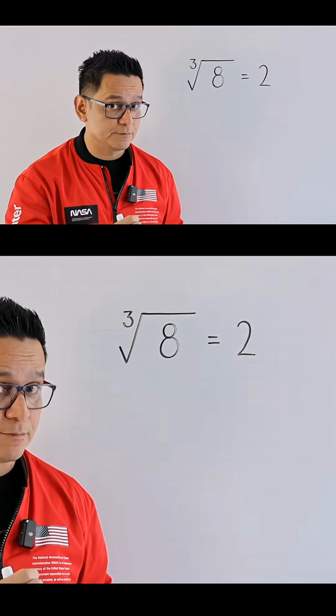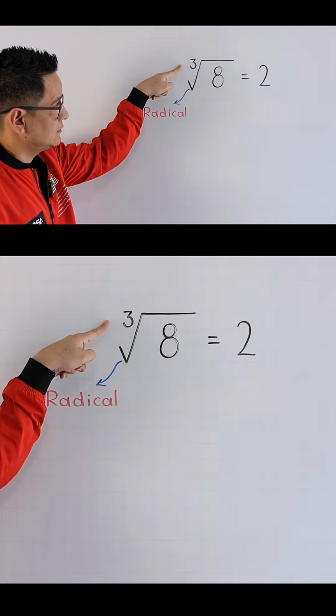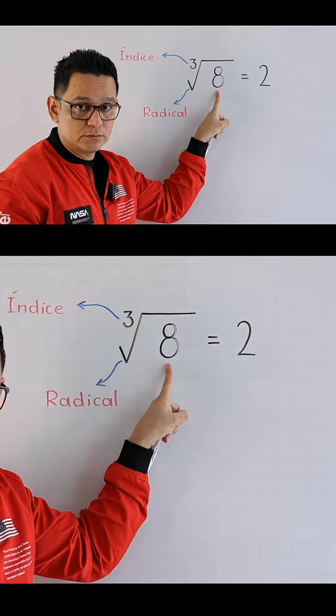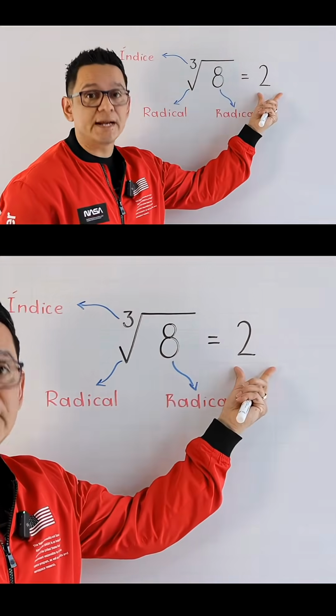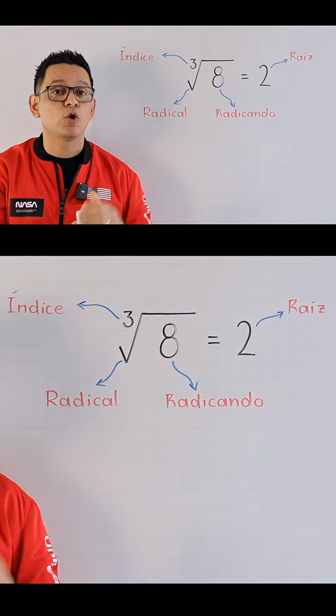Let's start with the parts. This is the radical. This is the index. This is the radicand, and we call the result the root. I'll move a little over here so you can take a screenshot or copy it.